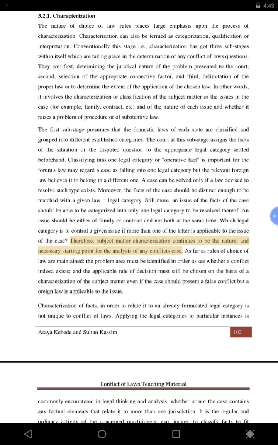Therefore, subject matter characterization continues to be the natural and necessary starting point for the analysis of any conflicts case. As far as rules of choice of law are maintained, the problem area must be identified in order to see whether a conflict indeed exists, and the applicable rule of decision must still be chosen on the basis of a characterization of the subject matter, even if the case should present a false conflict but a single law is applicable to the issue.